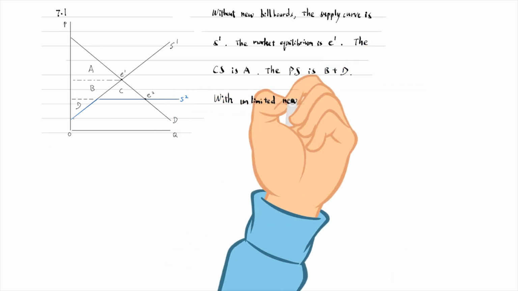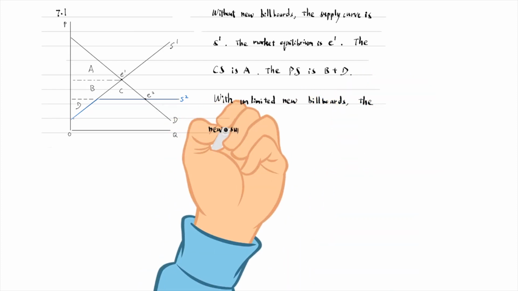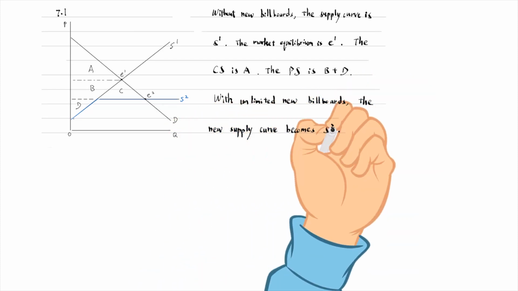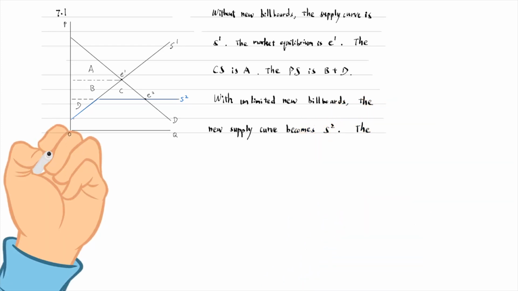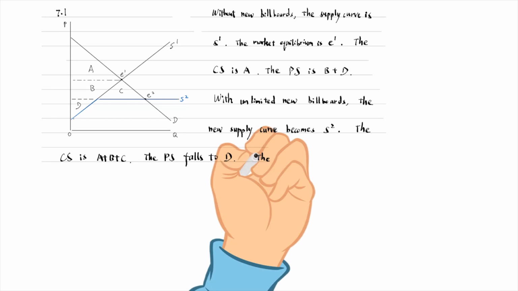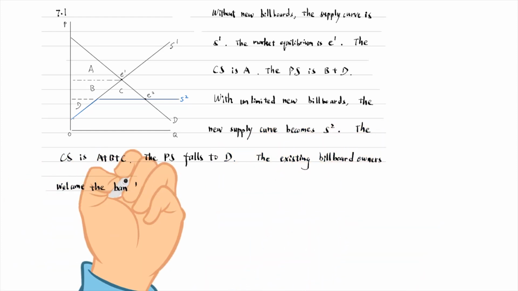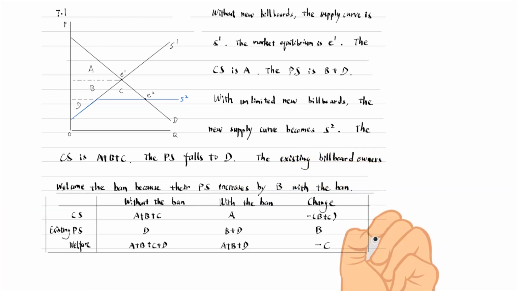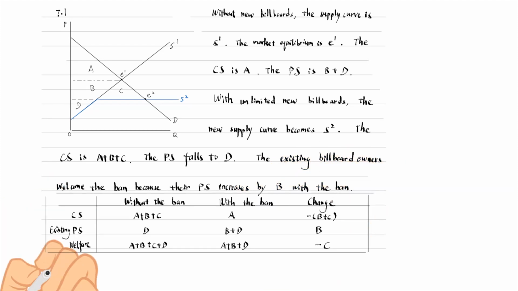Without the ban, unlimited new billboards could enter the market, so the new supply curve could become S2. The consumer surplus is A plus B plus C, while the existing producer surplus falls to D. The existing billboard owners welcome the ban because their producer surplus increases by B with the ban. The billboard owners are the producers, and the billboard users are the consumers. The welfare falls by C after the ban is imposed.